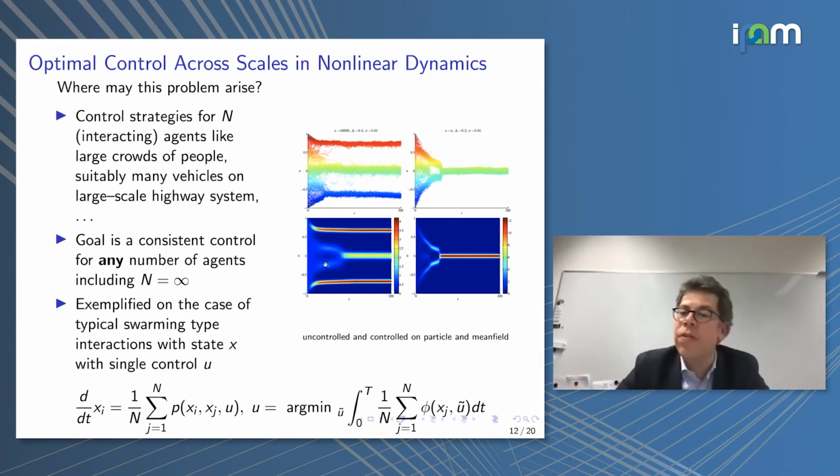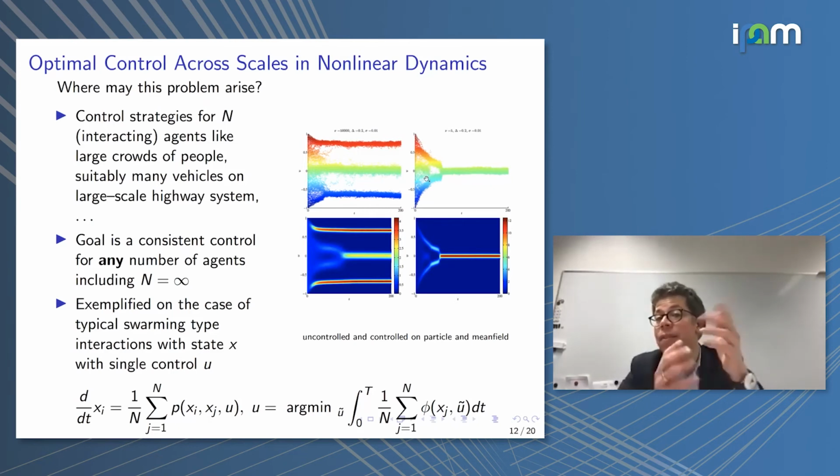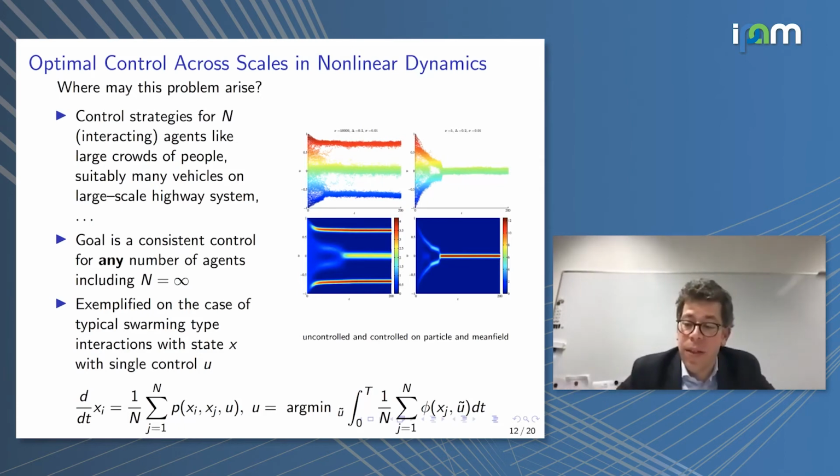This is a fluid-like or kinetic approximation of the same picture, and just by looking at this by eye, you see that there is a similarity. On the right you have an additional control added, and you also see some similarity in these two pictures. And the question is, in which sense are these two control actions similar or not?